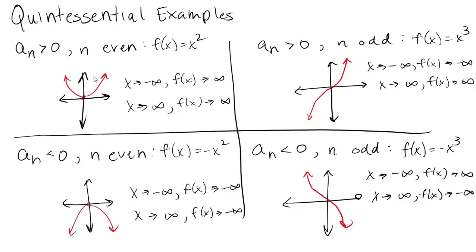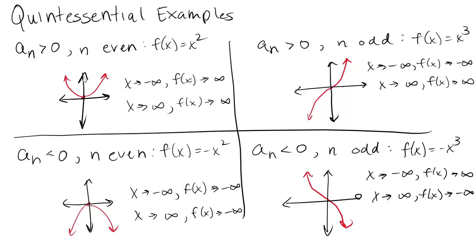Notice that the left end points up and the right end points up, and that is the rule for that class of functions. All polynomial functions with a positive leading coefficient and an even degree will point up on both ends just like x squared. I use that as my reference example. That's how I remember it.